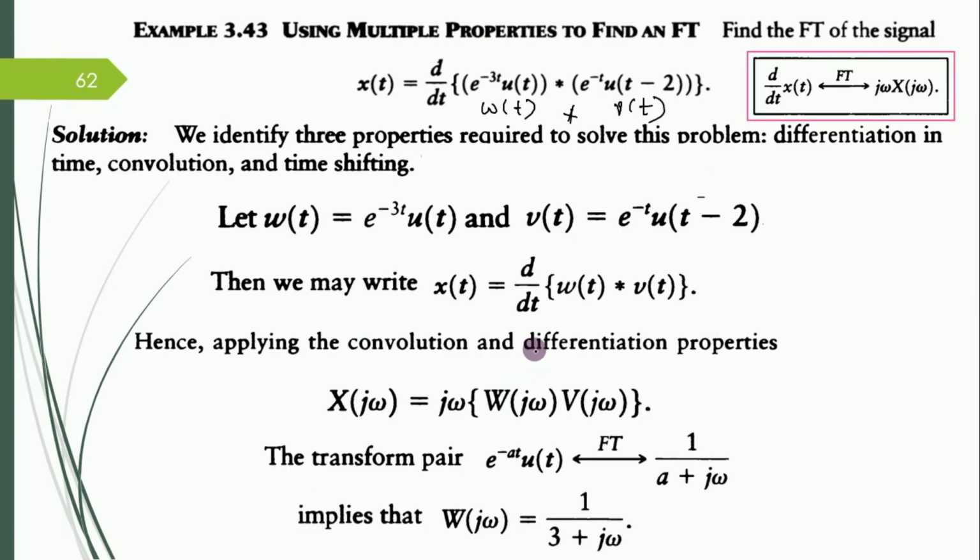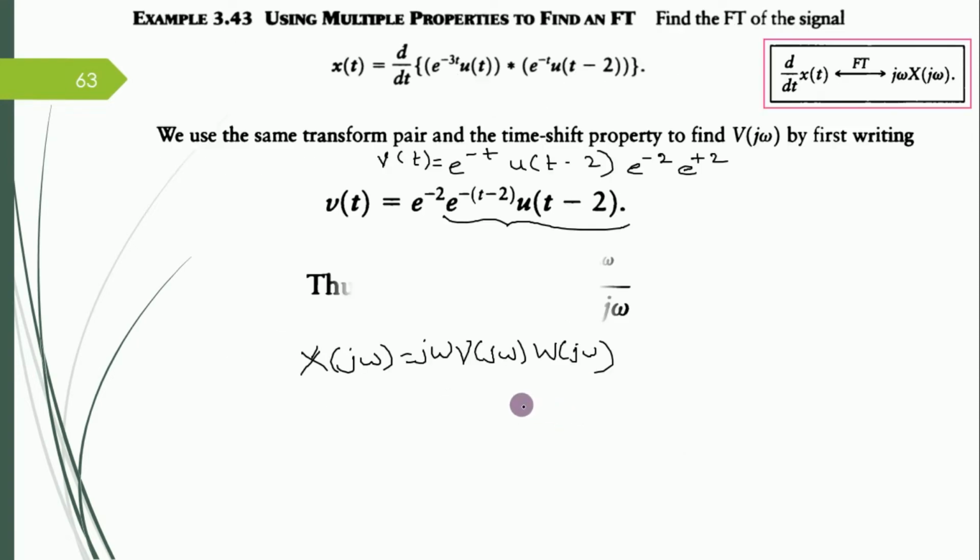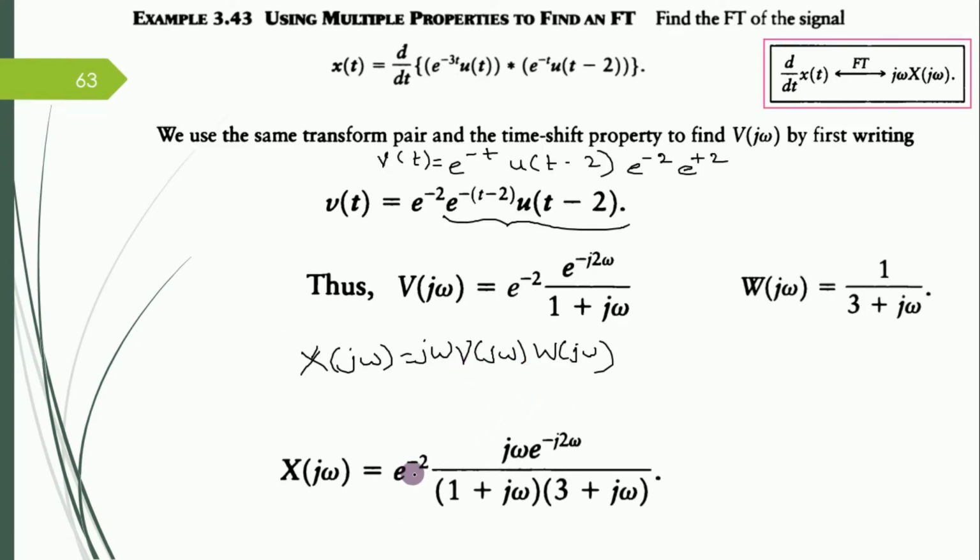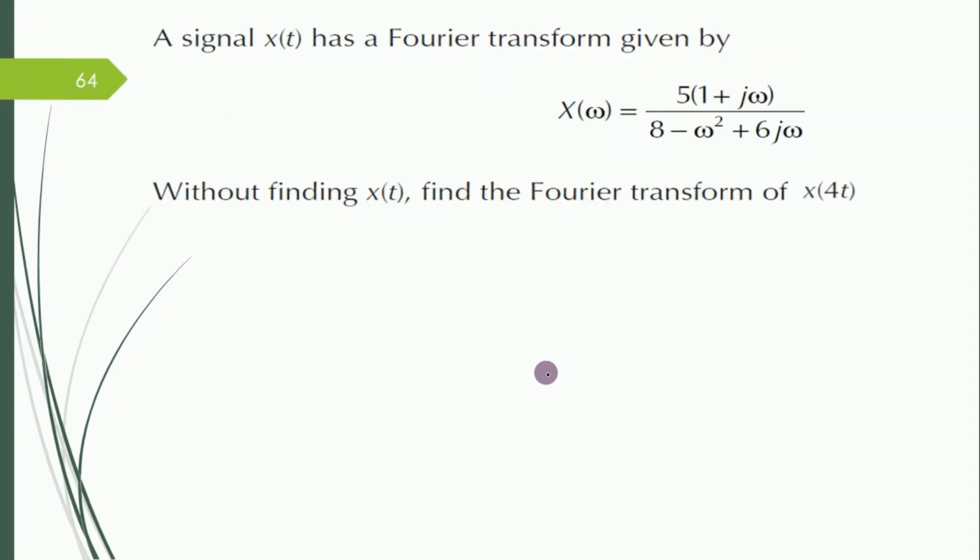I'll show it. So j omega into this multiplication. That is what we are doing, j omega into this multiplication. So j omega is here. So the rest of the component, e raised to minus 2 j2 omega. So in the denominator we have these two factors. So this is the answer. We could use three different properties: shift property, convolution property, and differentiation property in this problem.